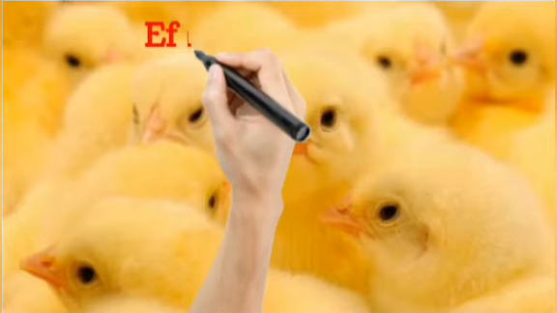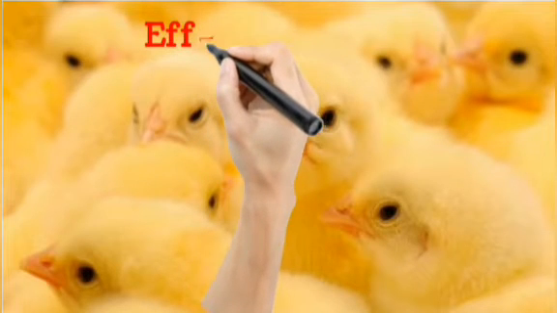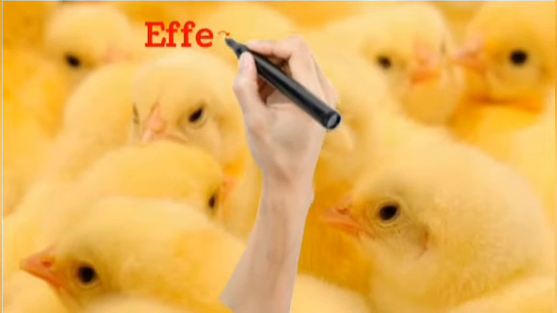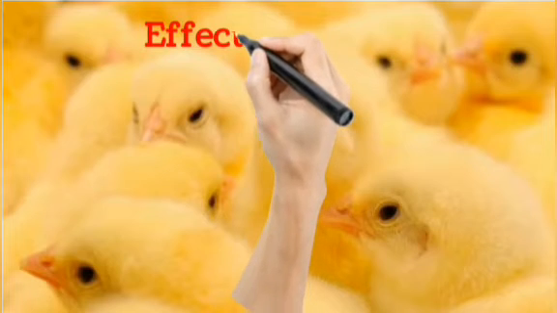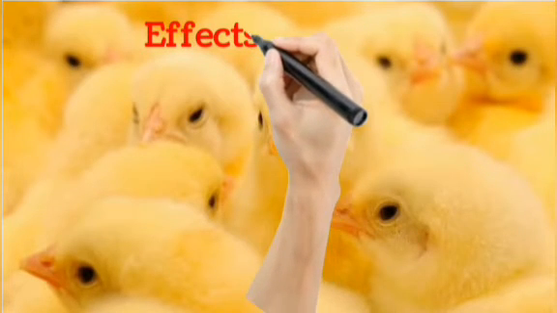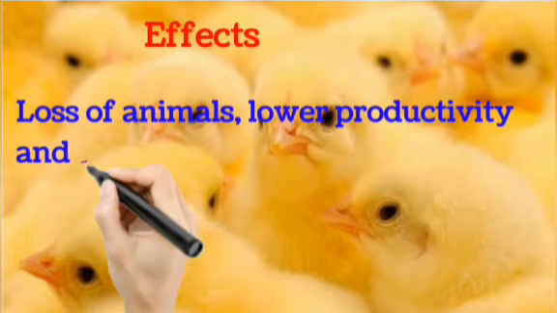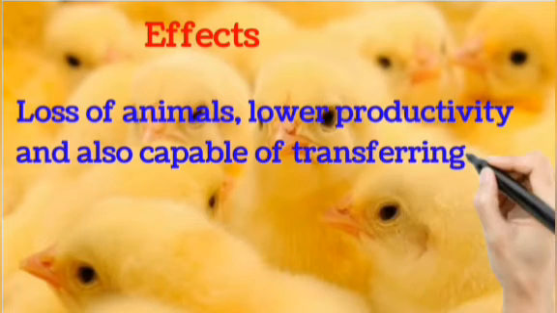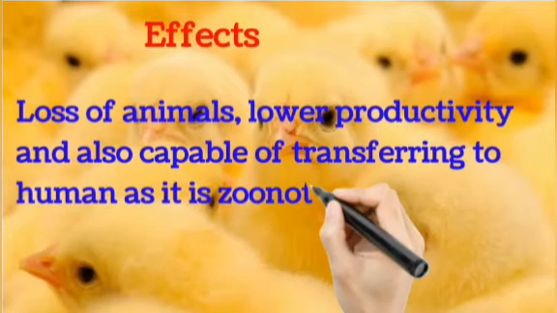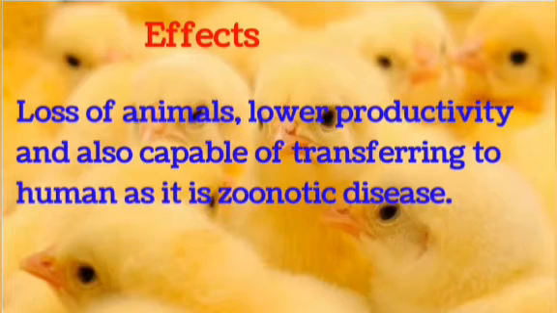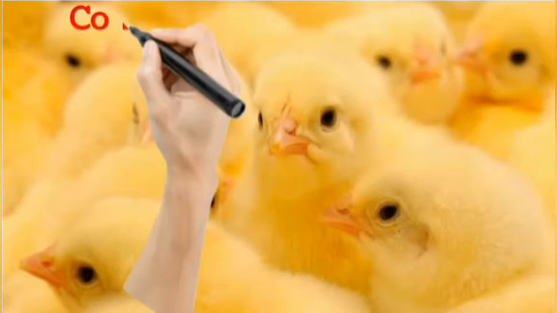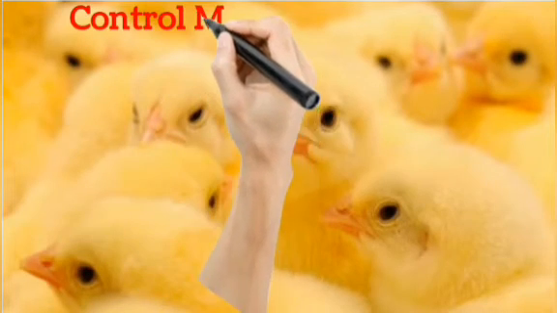What are the effects of this disease? This disease, known as tuberculosis, has diverse effects on the body of farm animals, and one of them includes the loss of animals, that is, animals die from this disease. There is lower productivity, and it is also capable of transferring to humans, as it is zoonotic. Like I said before, zoonotic diseases are those that can transfer from animals to humans.